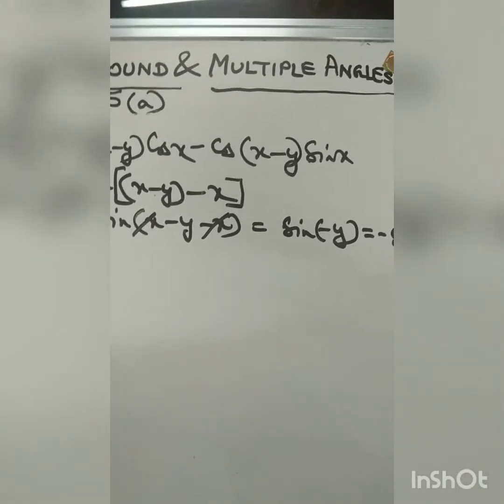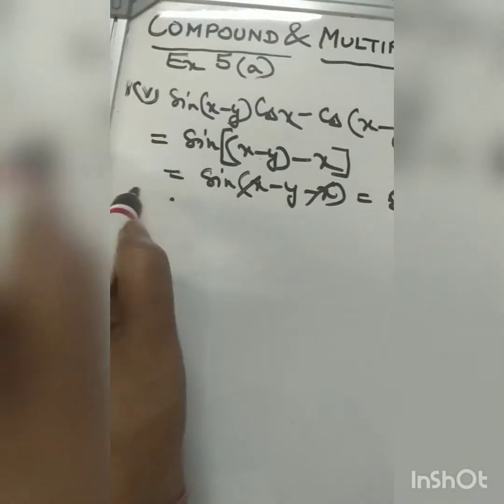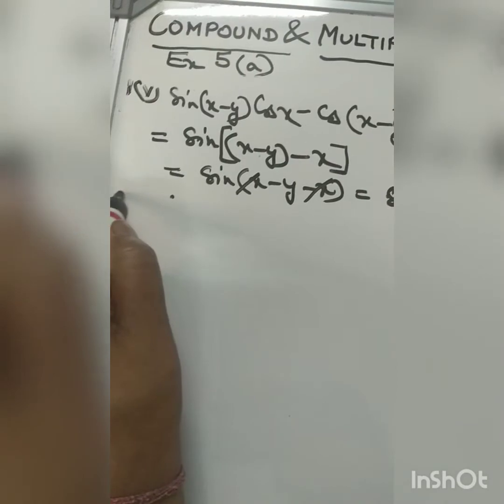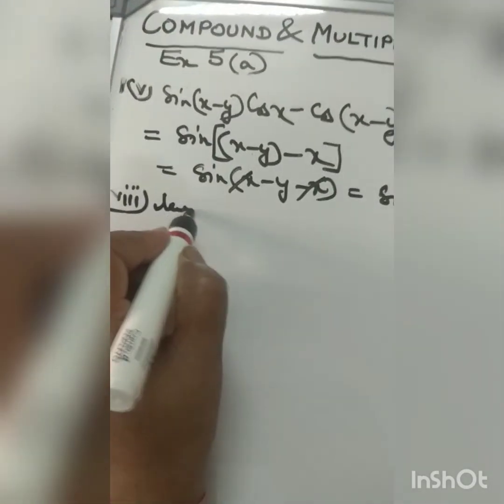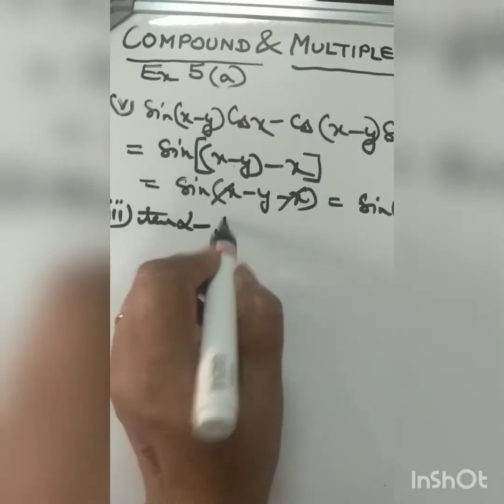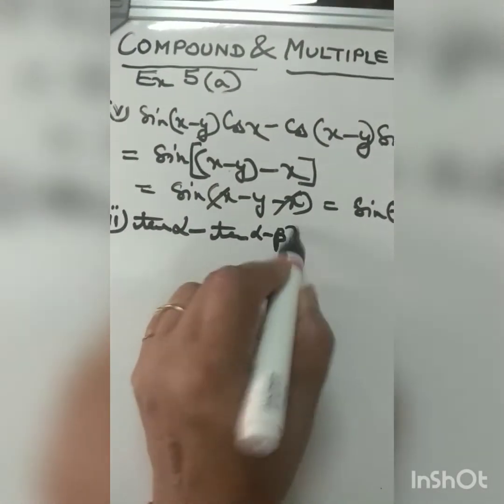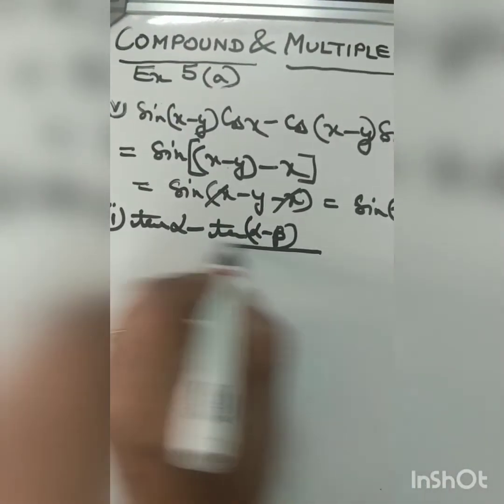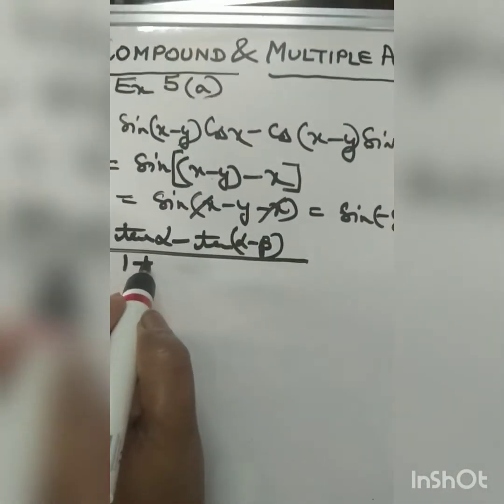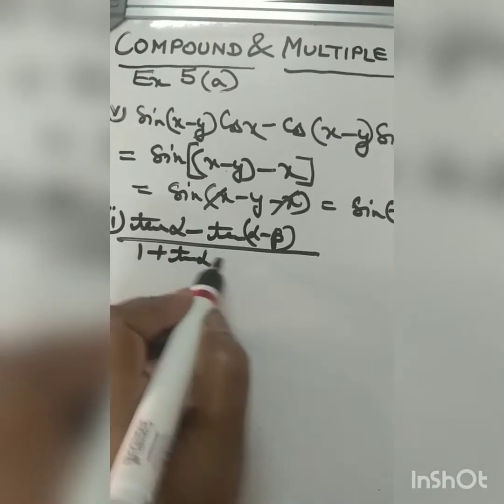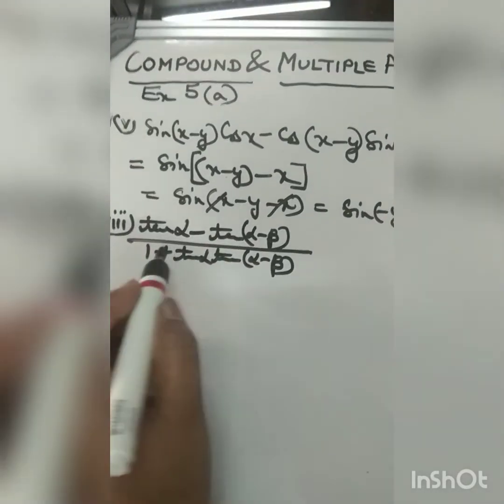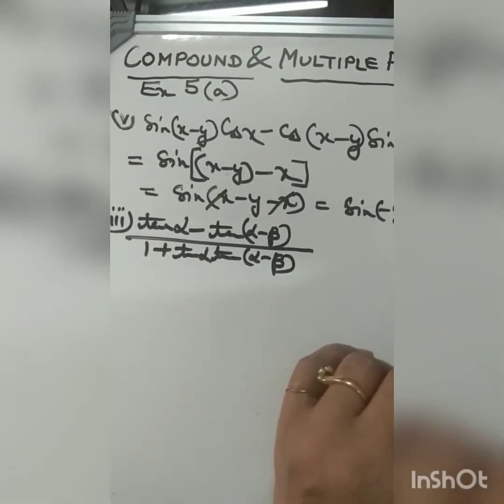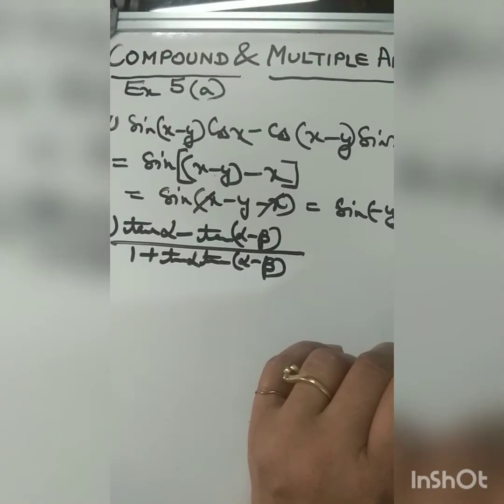Now I'll try the eighth part. In the eighth part also, it is to be used from the right hand side formula. Hence the 8th part says tan of alpha minus tan of alpha minus beta upon 1 plus tan of alpha minus beta. So it is the tan A minus tan of A minus B formula.